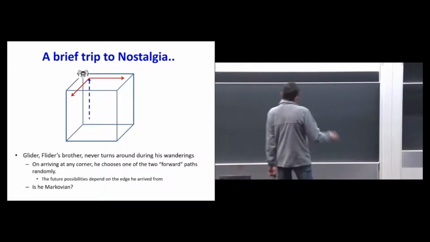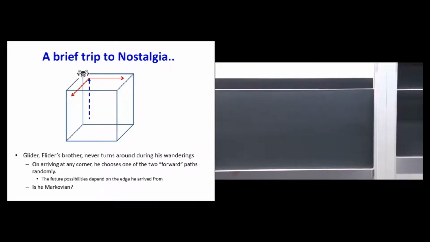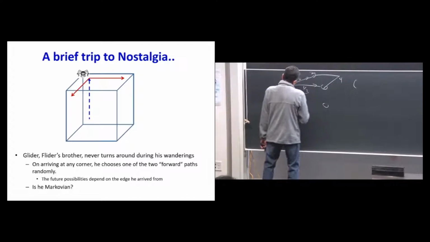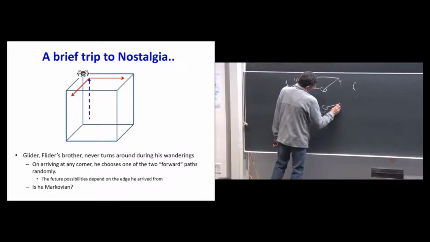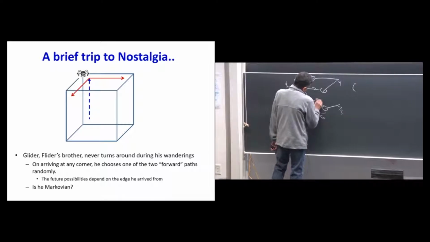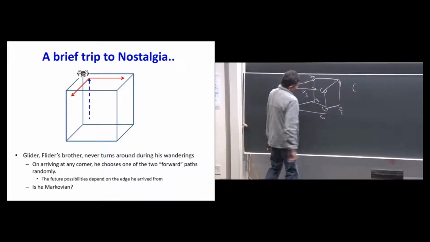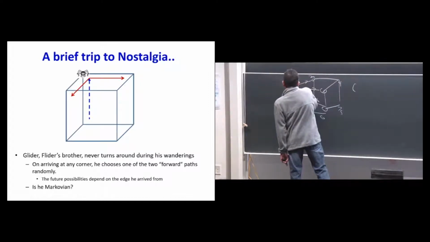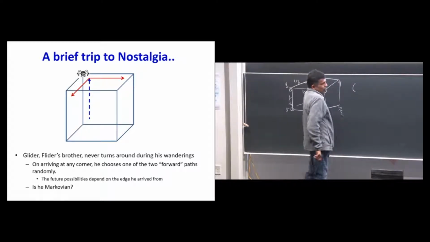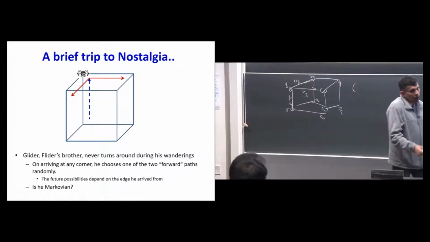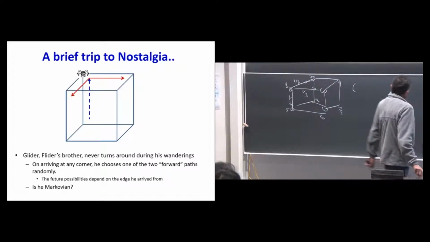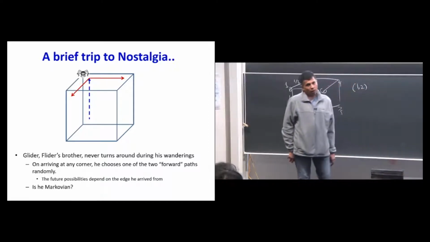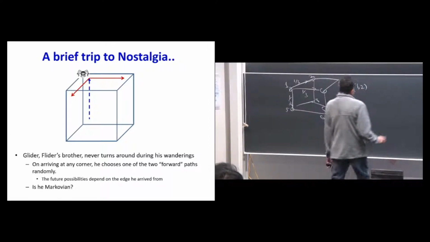But now, in the case of a brother, let me number my corners as 1, 2, 3, 4, 5, 6, 7, 8. So I have 8 corners over here. And then I can define my states as edges with the direction, which incorporate the direction of travel. So my states are now going to be 1, 2, which means that the spider has gone from corner 1 to corner 2. It's going to be 2, 3.